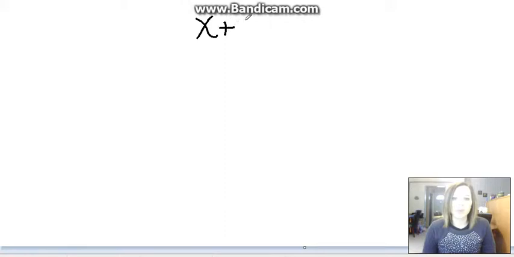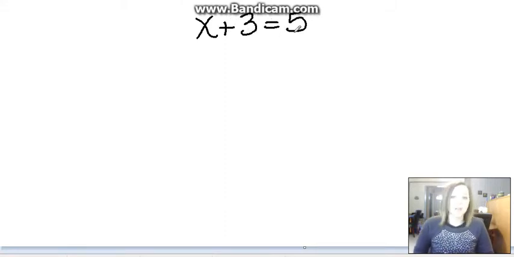So what I'm teaching you right now is how to solve for a variable when something is being added to it. So let's say you have x plus 3 equals 5. Now you should know what plus 3 equals 5. Remember, that's what a variable is doing. It's holding a spot. What plus 3 is going to equal 5?